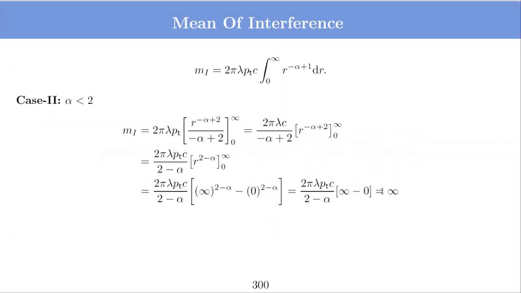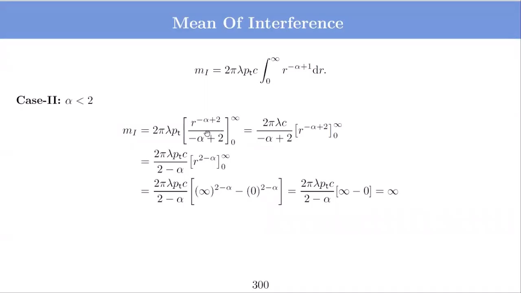Similarly, if I take the second case, when alpha is less than 2, once I solve this, I get minus alpha plus 2. Because alpha is less than 2, this coefficient is positive. So when I put infinity, this will be infinity to the power of a positive coefficient, which becomes infinite, and when I put 0, that becomes 0. So in that case also the interference becomes infinite. And the problem here is because of this infinite limit, right?